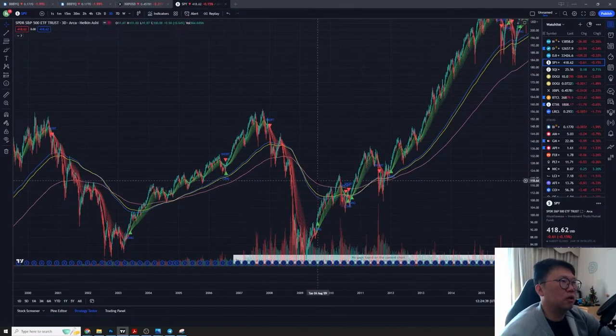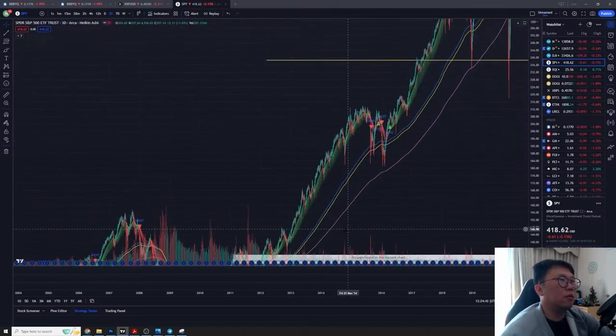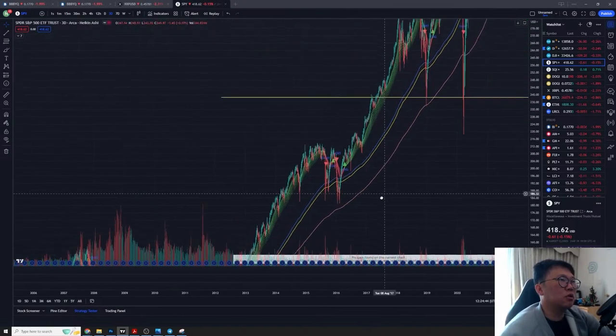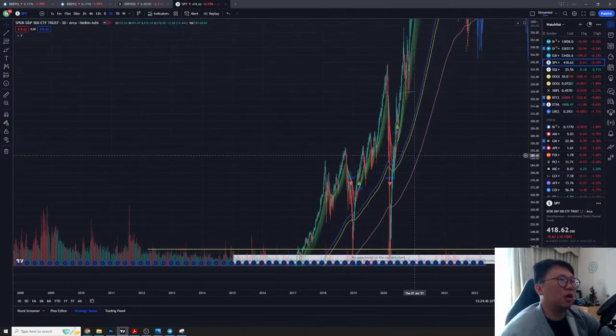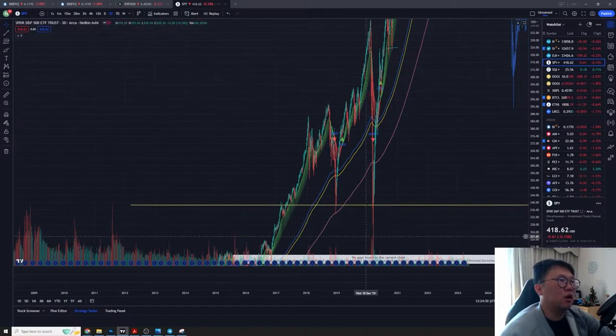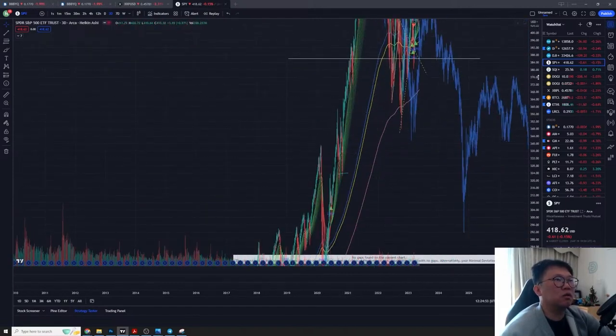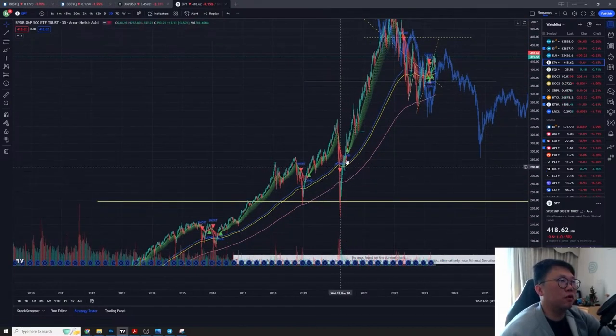Every time the price goes up and touches it, it goes down. But when this reverses and the 180-day moving average, this blue line, flips and touches, it always crashes. That's what happened with COVID and 2019 and all that stuff.